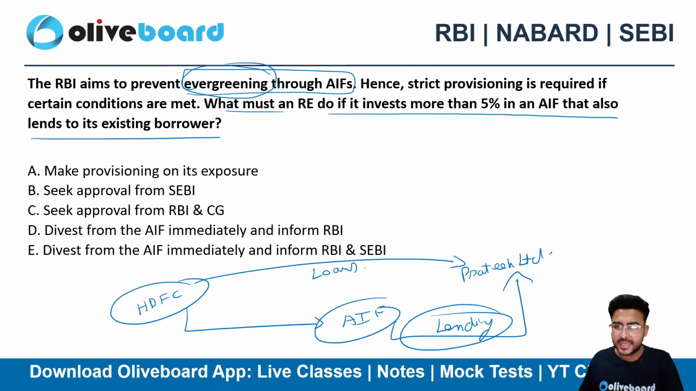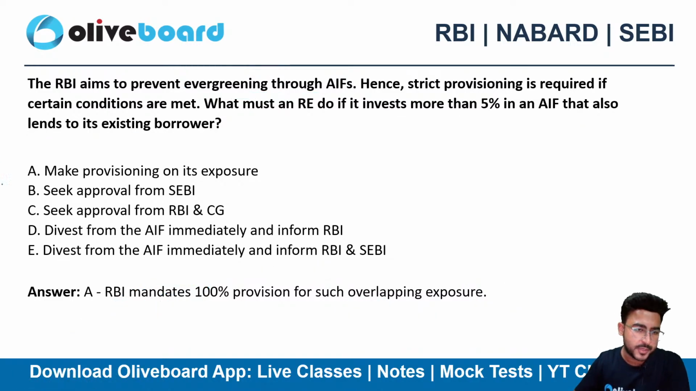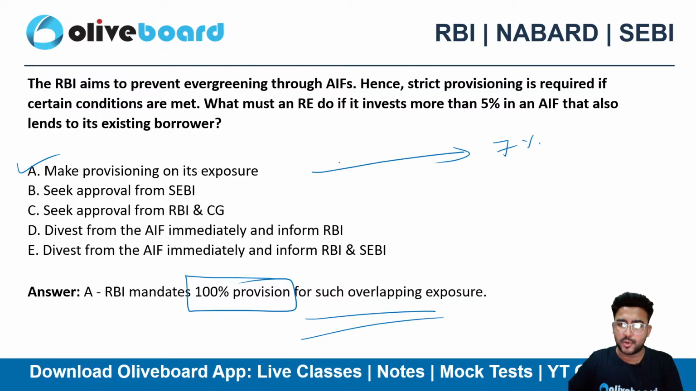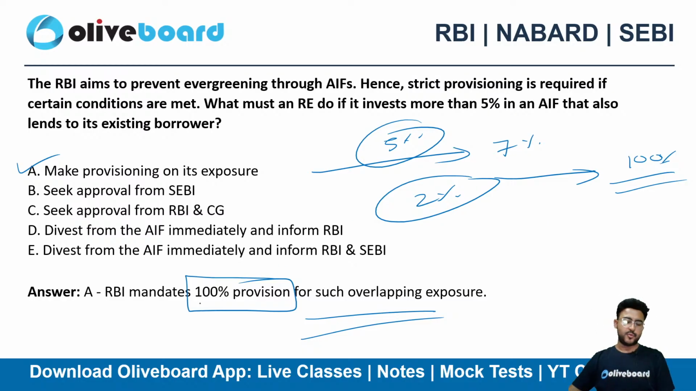So what if the RE invests more than 5% in the AIF? Yes, very good. The RE needs to make 100% provision of such excess amount. Let's suppose 7% was the investment amount. However, you are permitted only up to 5%, right? So on this excess 2% you will have to make 100% provision. You need to make 100% provision for that.